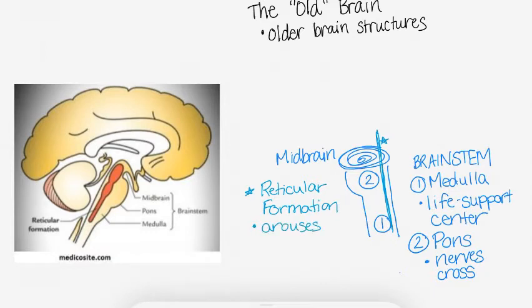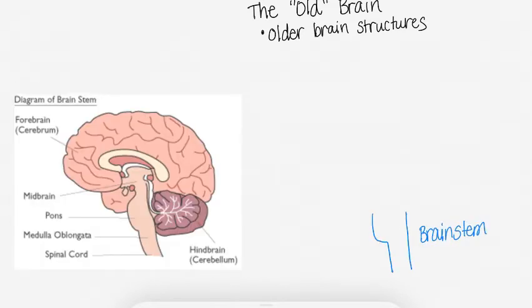Now what the reticular formation does is it arouses the forebrain, which means it wakes up the forebrain. So if this part were damaged, a person would permanently be in a coma because they would never wake up. And that would assume that there was permanent damage. Okay, so again, this part is going to wake up the forebrain.